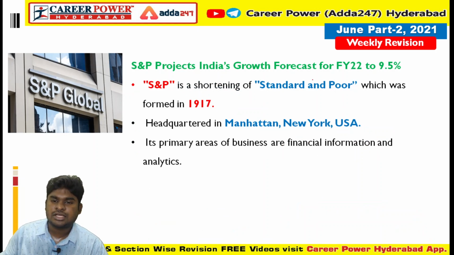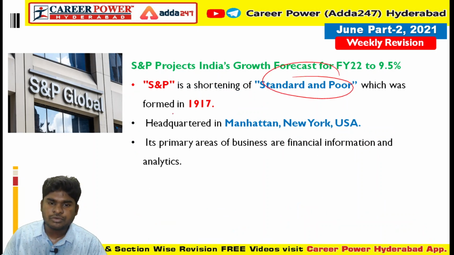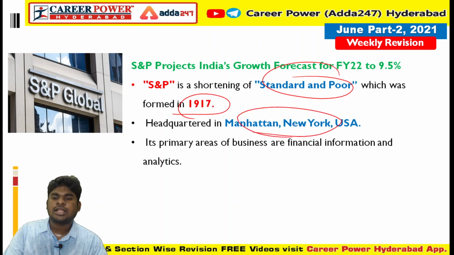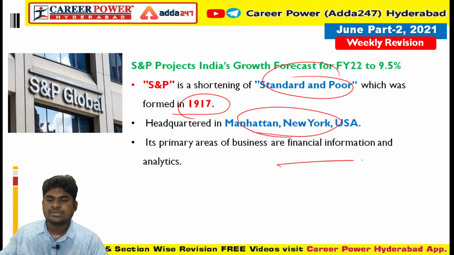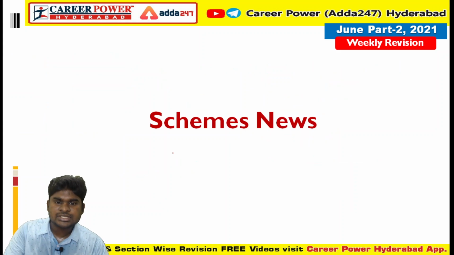So S&P is the shortening of Standard & Poor, which was formed in 1917, headquartered in New York, USA. Their main business is financial information and analytics. So next we will go into the next section of schemes.